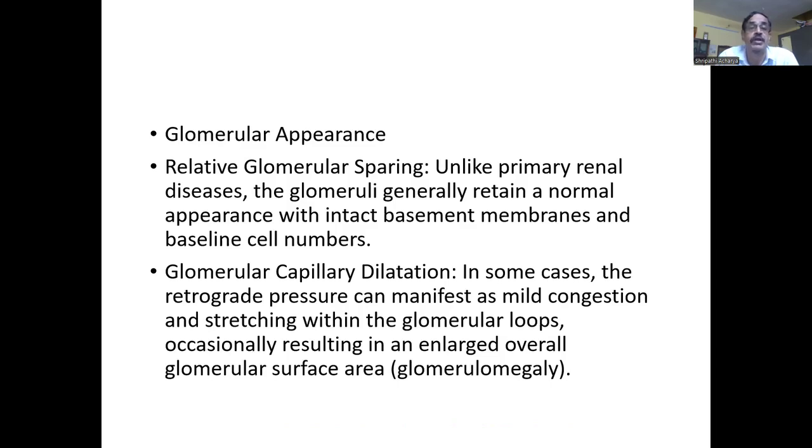Glomerular appearance: relative glomerular sparing. Unlike primary renal diseases, the glomeruli generally retain a normal appearance with intact basement membranes and baseline cellularity. Glomerular capillary dilatation: in some cases, the retrograde pressure can manifest as mild congestion and stretching within the glomerular loops, occasionally resulting in an elevated overall glomerular surface area, glomerulomegaly.